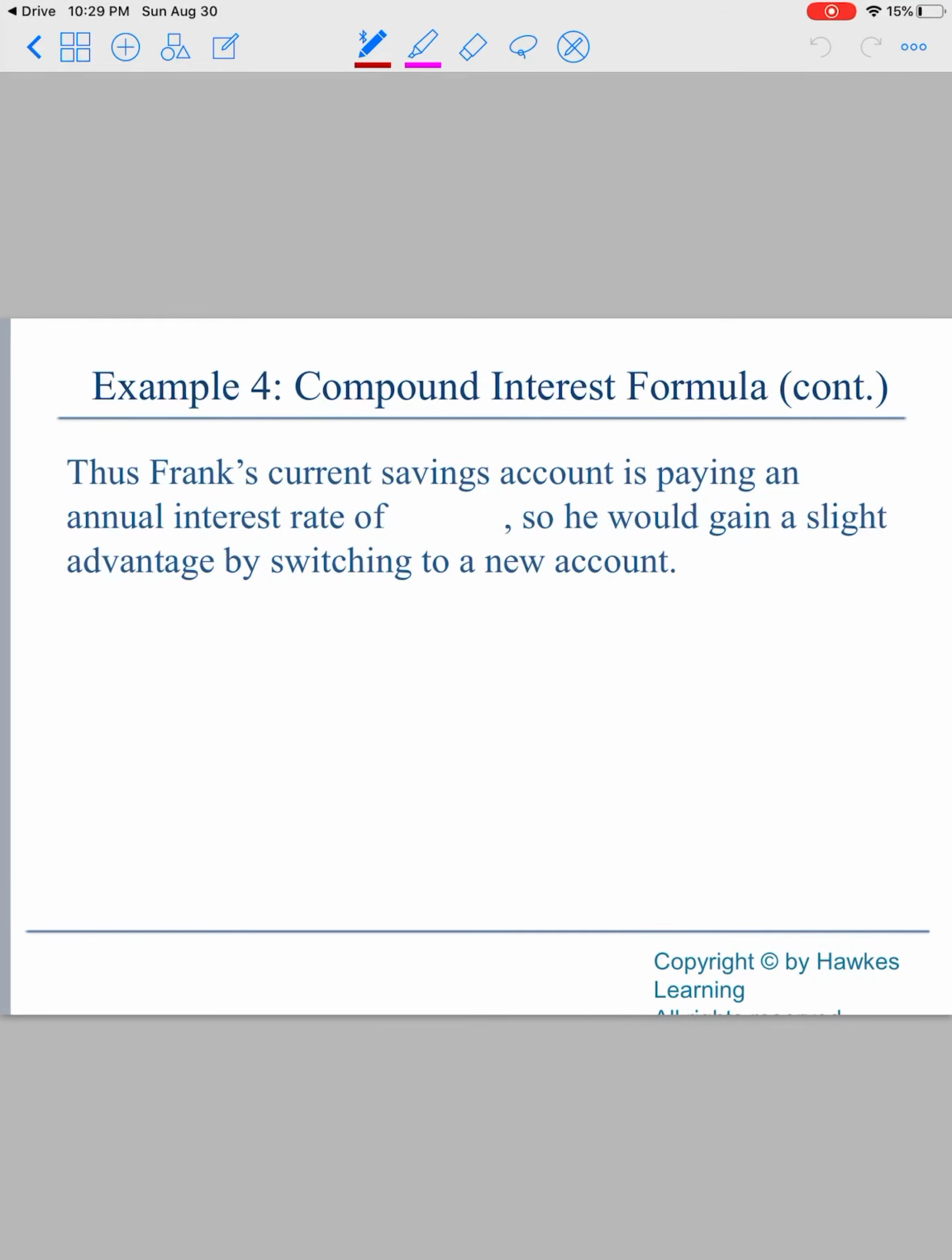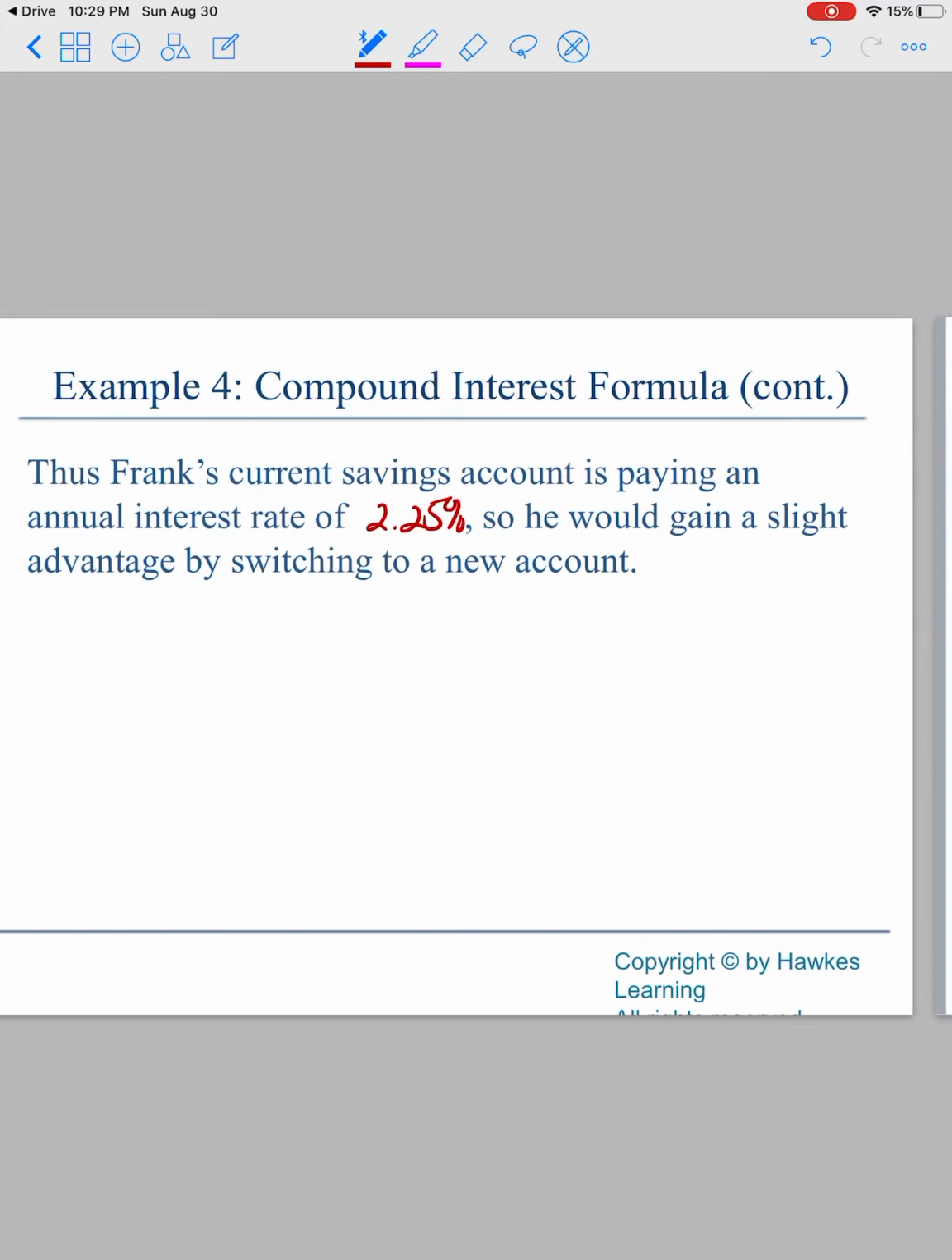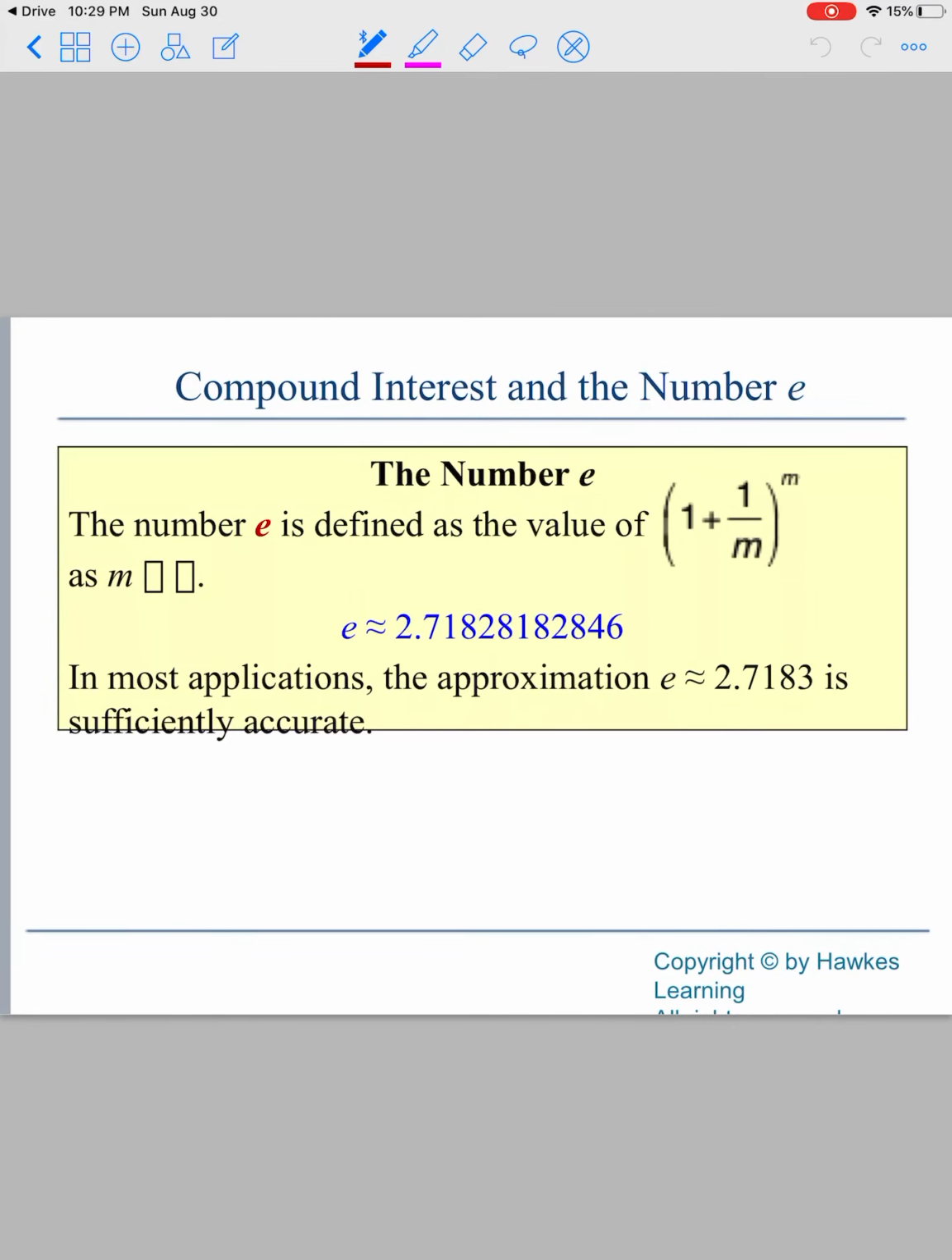Okay, and that's what I just wrote out. Thus, Frank's current savings account is paying an annual interest rate of 2.25%. So he would gain a slight advantage by switching up to the 2.5%.